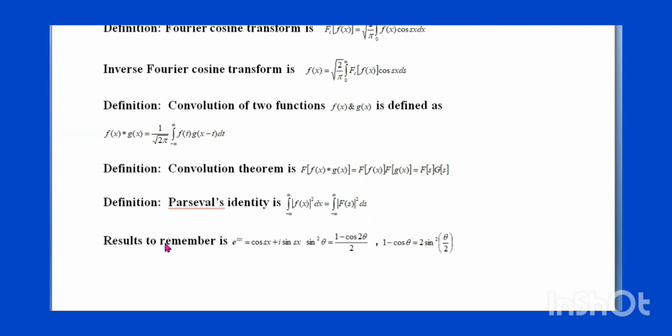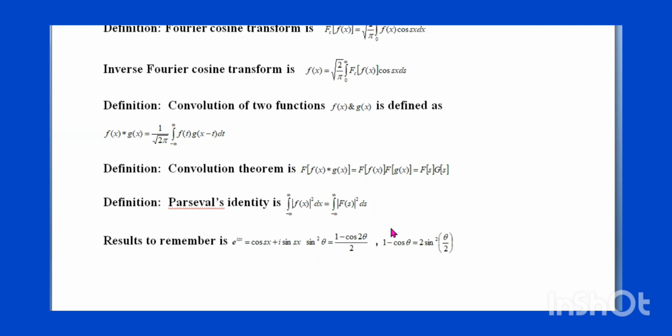Next, let us see the definition of Parseval's identity. Parseval's identity is integral from minus infinity to plus infinity of modulus f of x whole square dx is equal to integral from minus infinity to plus infinity of modulus F of s whole square into ds.